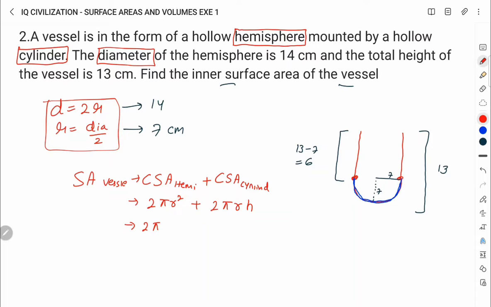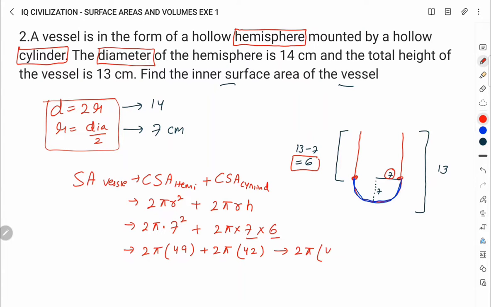Unless and until we have some chance, don't cancel this pi, otherwise the calculation will become clumsy. So 2 pi, here radius is already given, 7. 7 square plus 2 pi into, again radius of the cylinder same, 7, into height. Here cylinder height, not total height, cylinder height, that is 6. Here 2 pi is common, so I am taking it. So 7 square is 49 plus, here again 2 pi is there, 7 into 6 is 42. So 2 pi common, 49 plus 42.